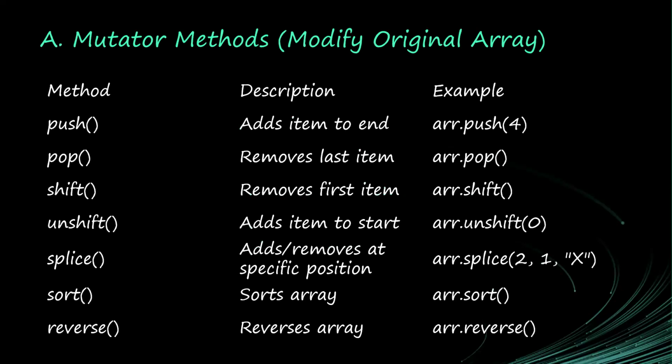So let's take a look at some array methods. We have a couple of methods called mutator methods, because they mutate the array. We have seen push, we have seen pop. Let's take them one by one. Push, what will push do? Push will add an item to the end of the array.